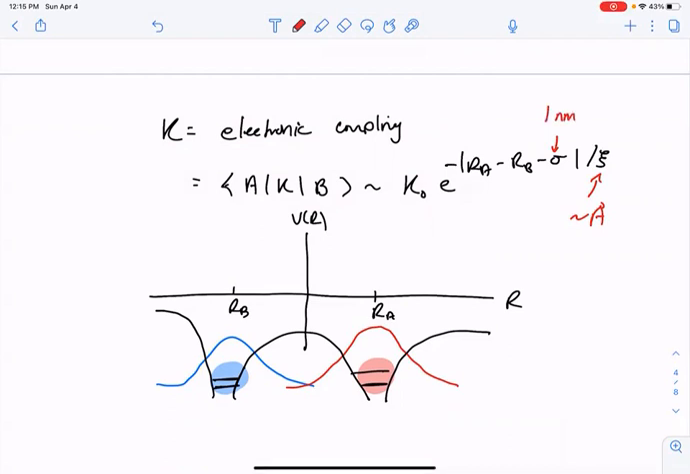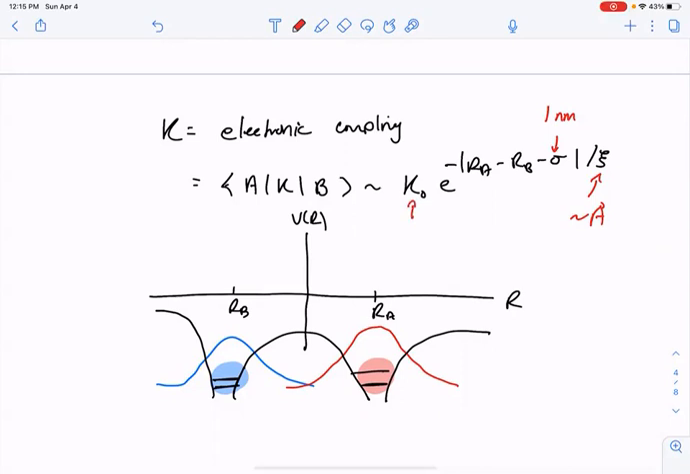Essentially, because ferrous and ferric metal centers are strongly coordinated by water, they can't actually get too close to each other. So in fact, this K, this coupling, this matrix element, is actually quite small given its exponential scale.